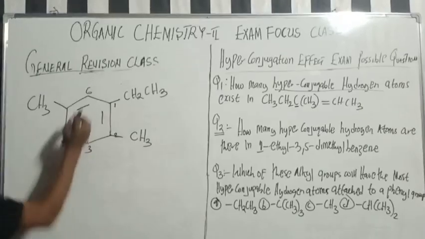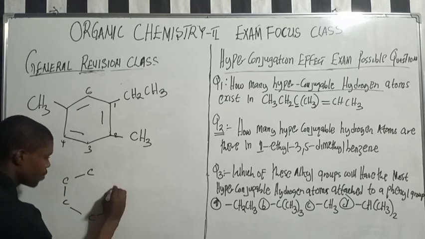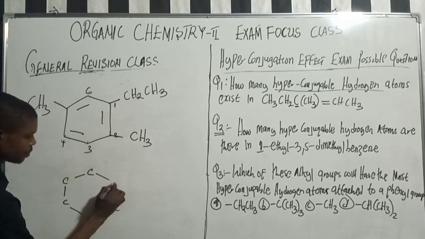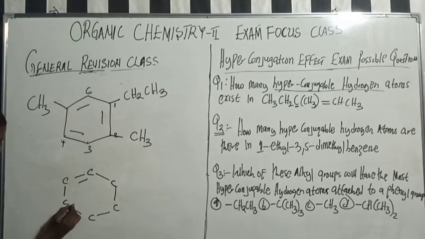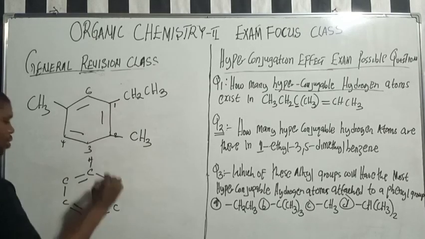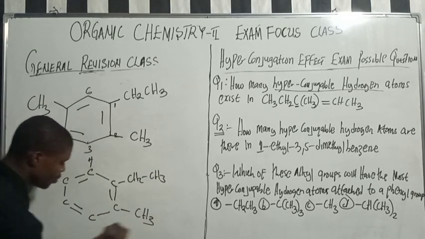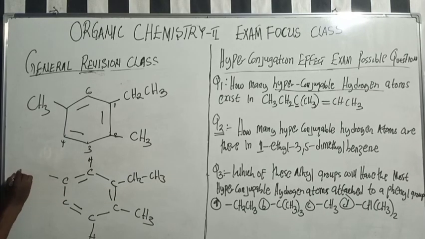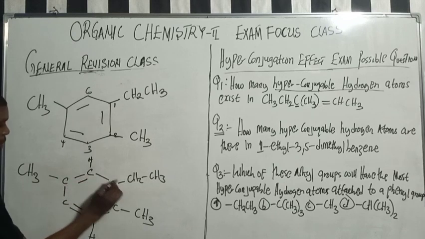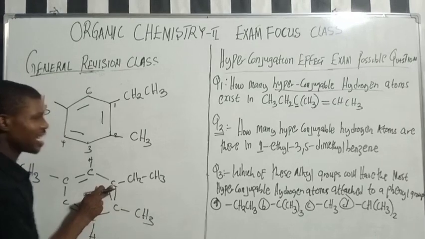Now, how to draw this well so that you can get what I'm doing here. The benzene structure is like this: carbon, carbon, carbon, carbon, carbon, carbon. There's a double bond here, a double bond here, and a double bond here. So if you check here, you're going to have hydrogen. This one has CH2CH3, here we have CH3, and here we have CH3. You can see that the ring carbon atoms all have a double bond, so this carbon cannot be an alpha carbon because it has a double bond.